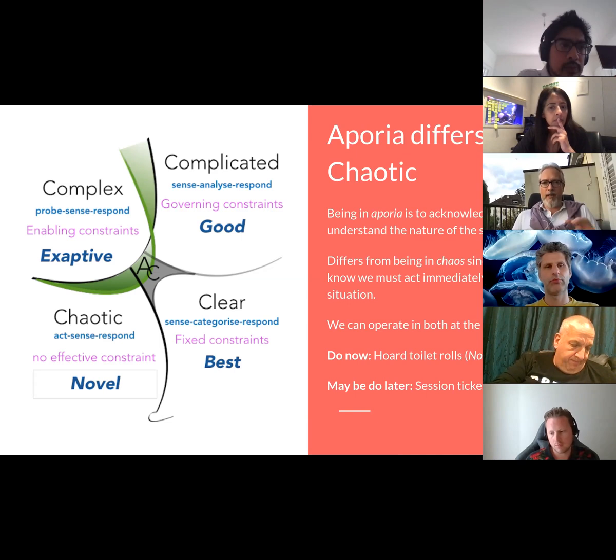I usually make a difference between complex and chaotic in terms of, in complex, you have some kind of more or less stable patterns. Whereas in chaotic, maybe in retrospect, you will find out there were some patterns. But at the moment, when you have to react and respond to it, you can't see them.